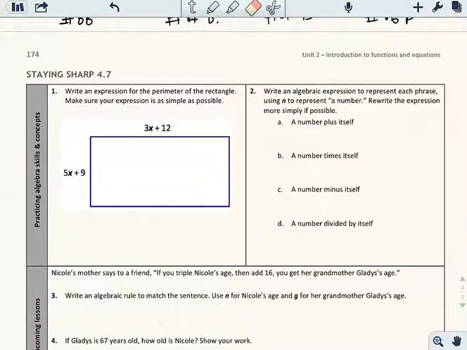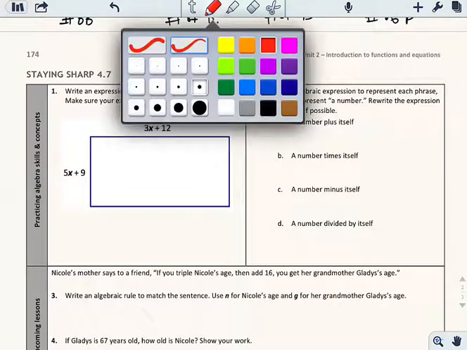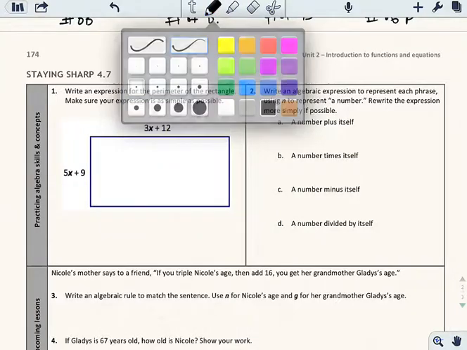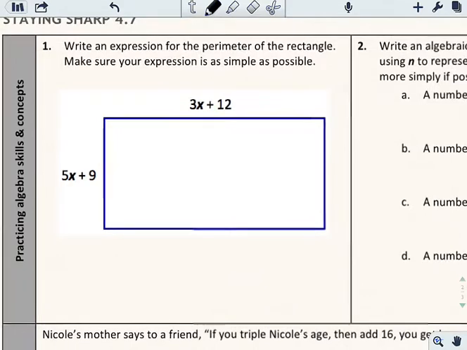Let's go ahead into the staying sharp. And I know this video is getting kind of long, but hey, that was a long first problem, am I right? All right, so let's check it out. Write an expression for the perimeter of the rectangle. Make sure your expression is as simple as possible. So remember, perimeter is the distance all the way around. Like if I'm walking, how much am I actually walking?